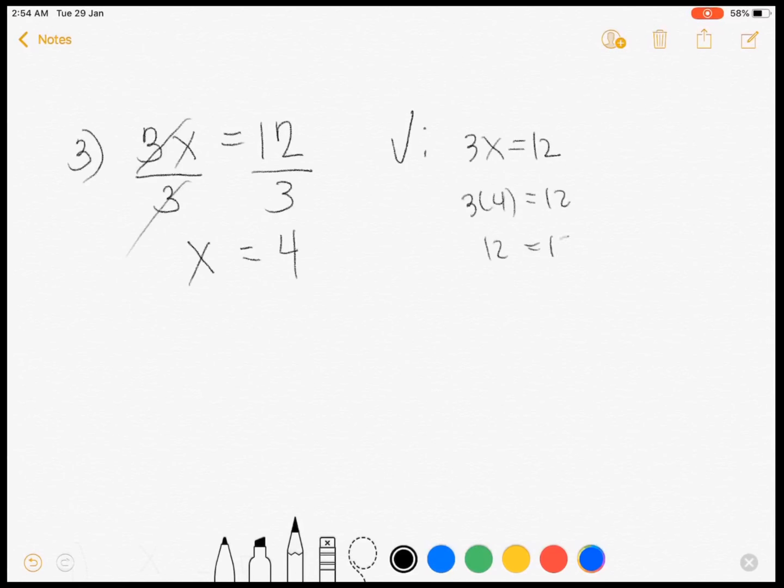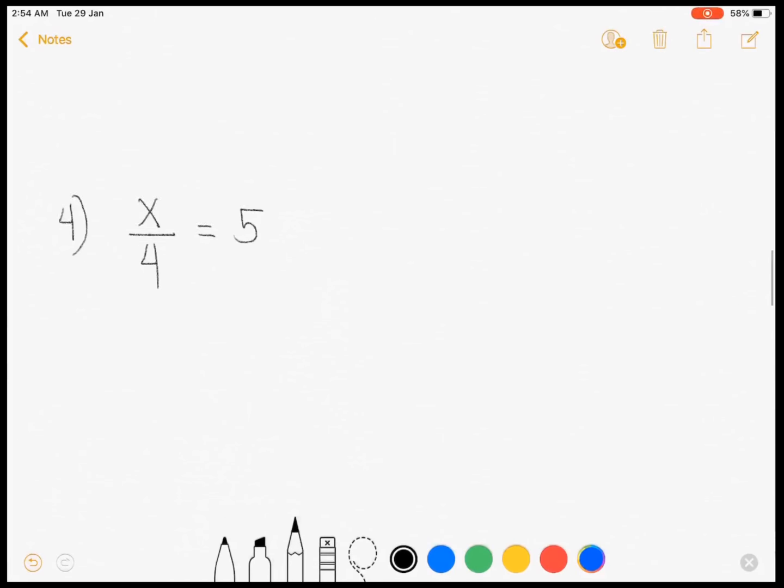Or 12 is equal to 12. Therefore, correct. Okay? Next example, we have x over 4 is equal to 5.